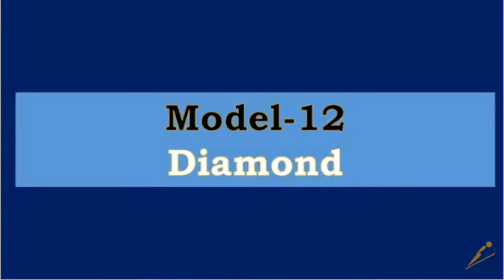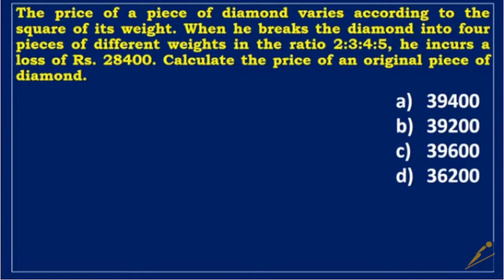Model 12. Diamond. Example 1. The price of a piece of diamond varies according to the square of its weight. When it is broken into 4 pieces of different weights in the ratio 2 to 3 to 4 to 5, he incurs a loss of rupees 28,400. Calculate the price of the original piece of diamond.